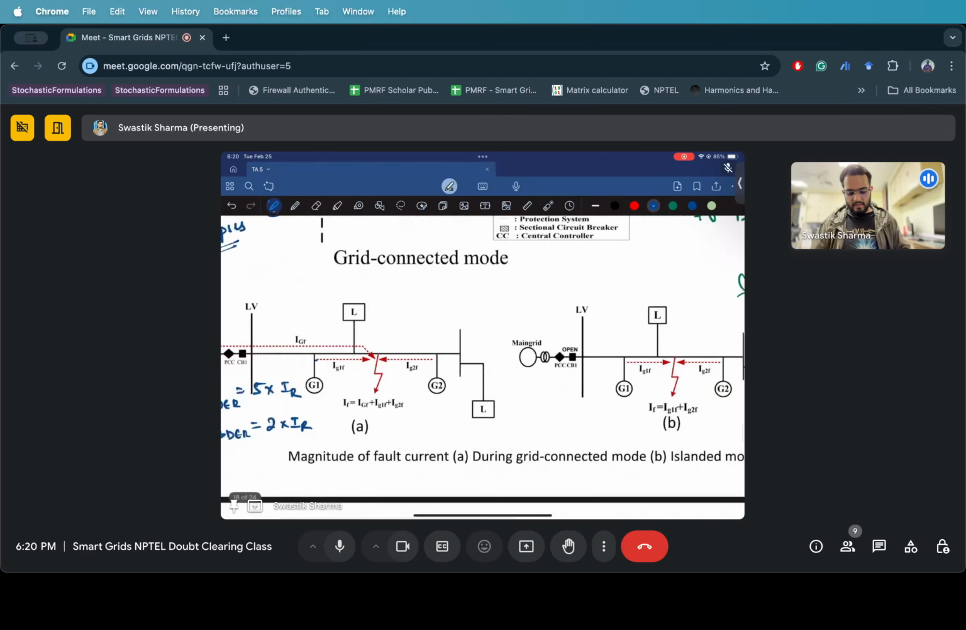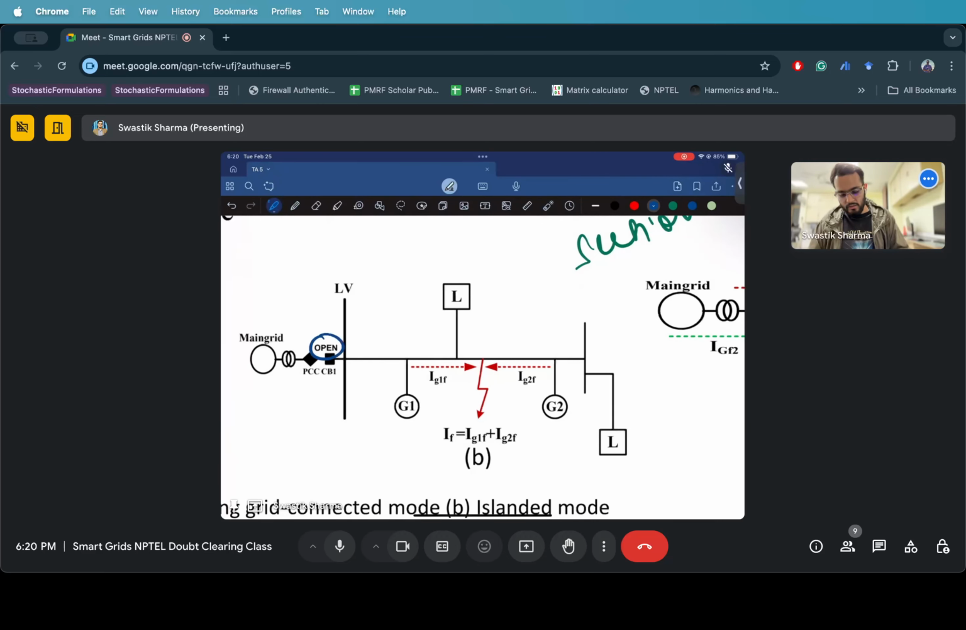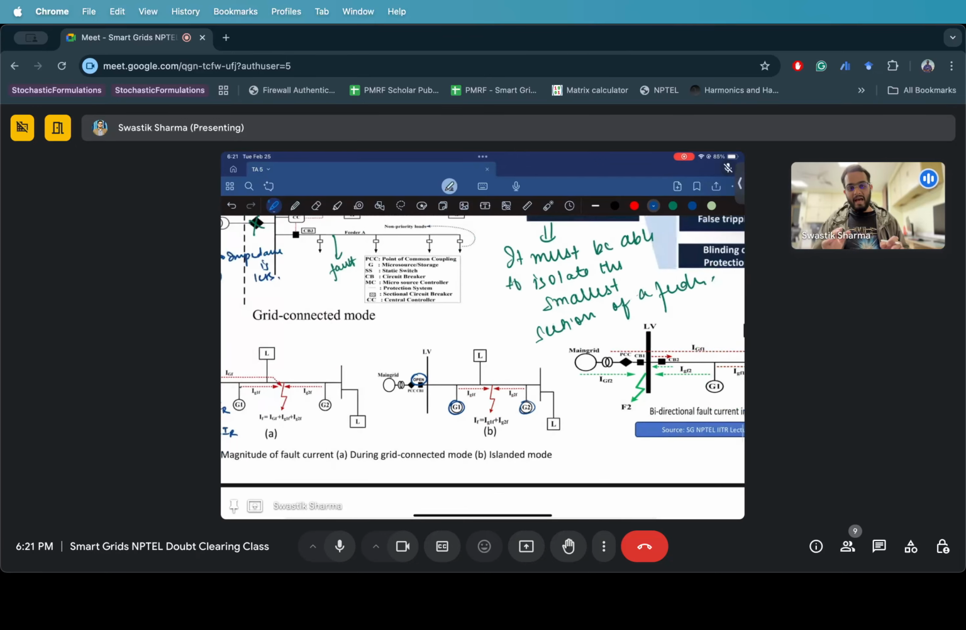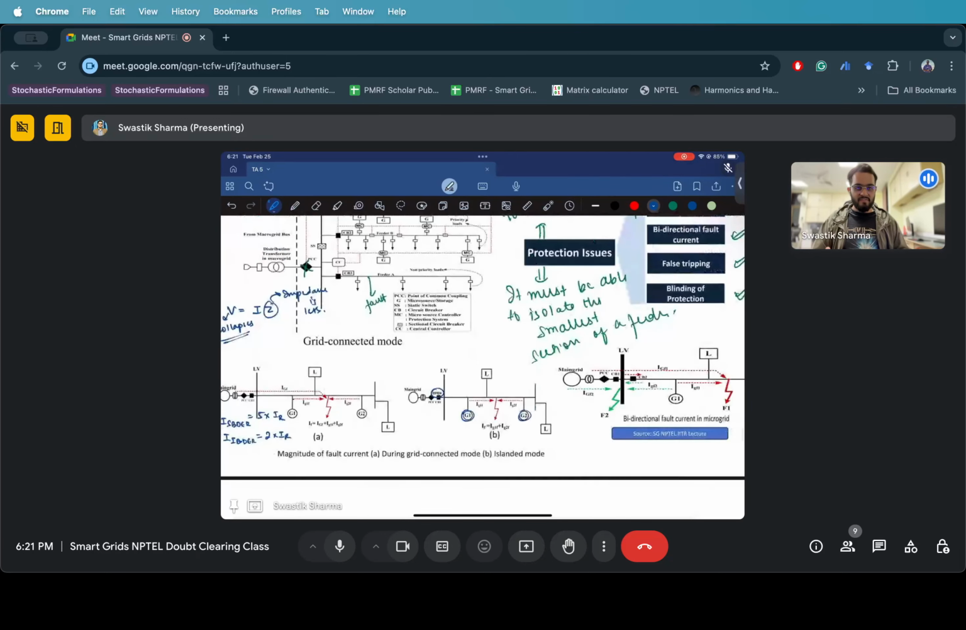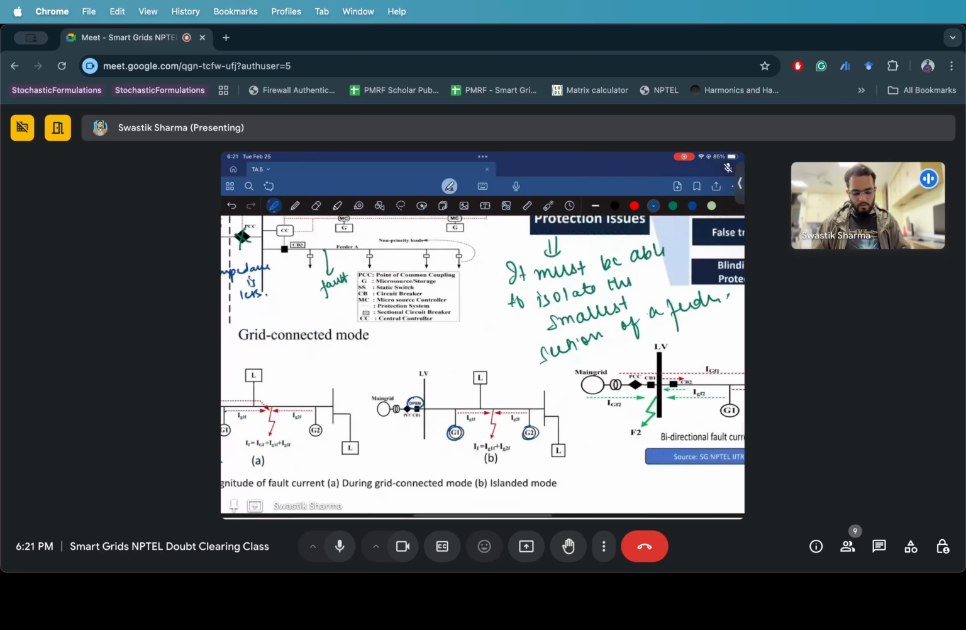For example, in grid connected mode this will be more, but let's say the grid is not connected, it's just an open circuit, the grid is not in the picture. So only G1 and G2 are supplying this fault current, and they will supply up to their maximum extent. So the magnitude of the fault current in islanded mode and grid connected mode is different, for each of G1, G2 and the main grid. Because this dynamics has changed, your relays should be able to adjust themselves based on what is happening in your system.